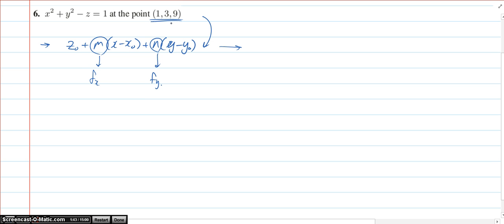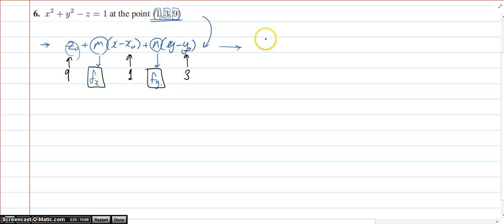So first we have to get z0. In order to get z0, we don't actually have to plug in these three, because at this point, when x equals 1 and y equals 3, z is given already: z equals 9. So for z0 we can put 9, for x0 we can plug in 1, and for y0 we can put 3. Now our only concern is getting fx and fy.